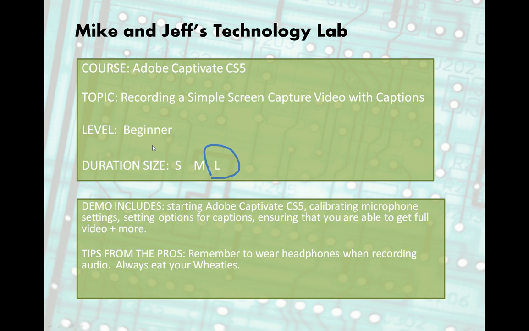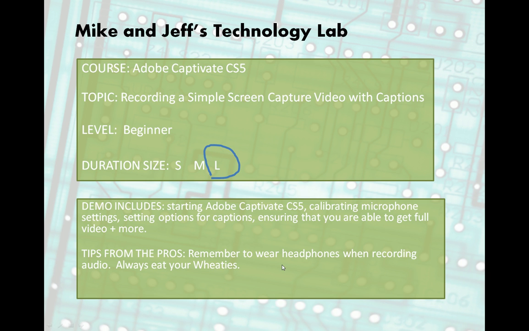So level beginner, again, those are described in FOL in the Enhanced Learning site, in our section where we explain how our module works. And then the demo includes starting Adobe Captivate CS5, just getting the program open and going, calibrating the mic, setting up options for captions. We're not going to change them around in this video, but I'm going to show you where you can do that. Ensuring that you're able to get full video in case you're going to be recording video in video, you have to make sure your settings are set for that. And a little bit of extra as we go through the settings before we start recording.